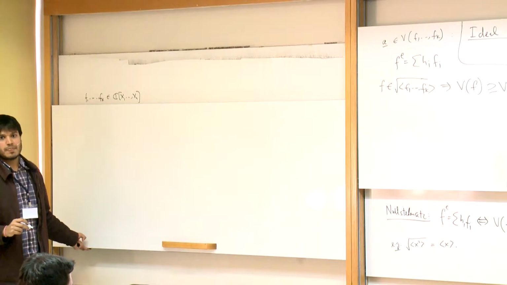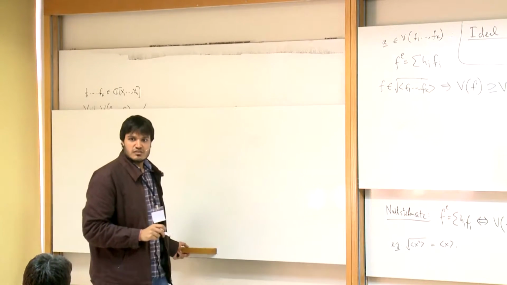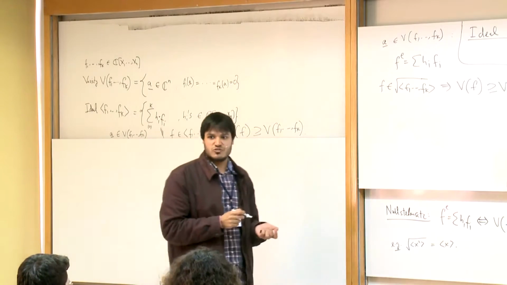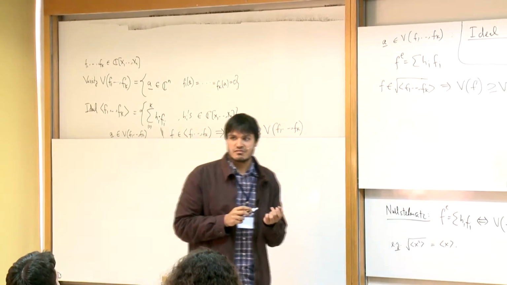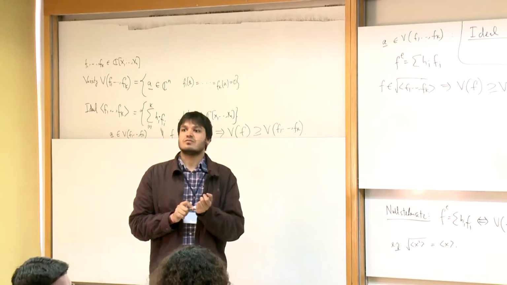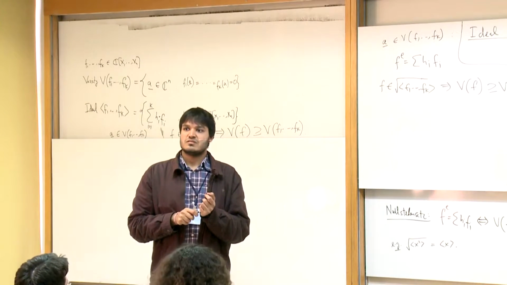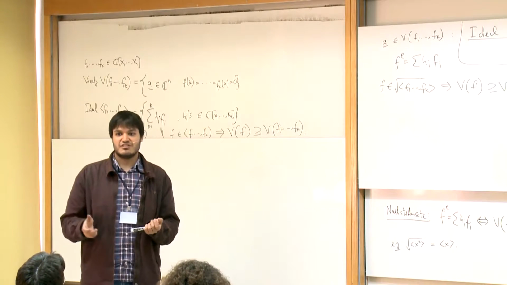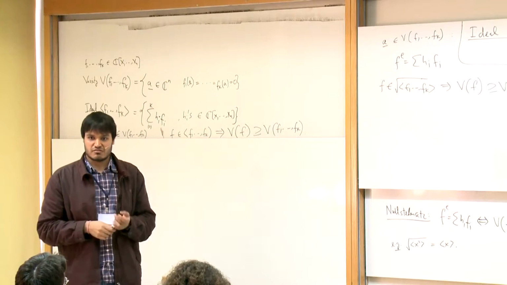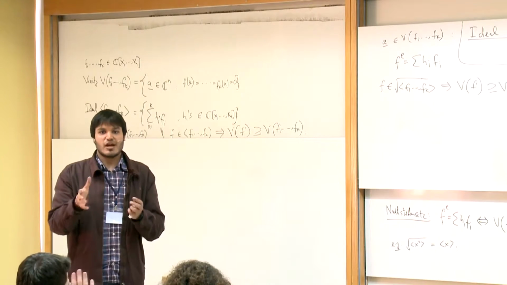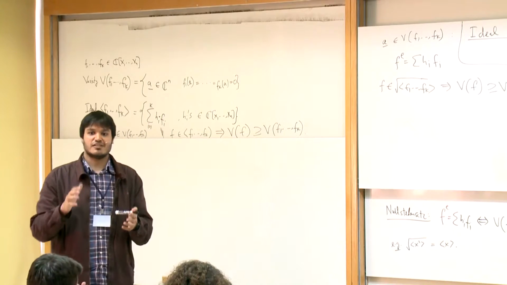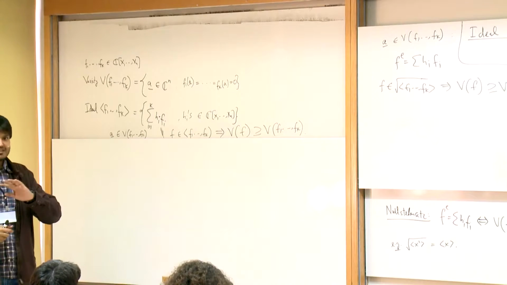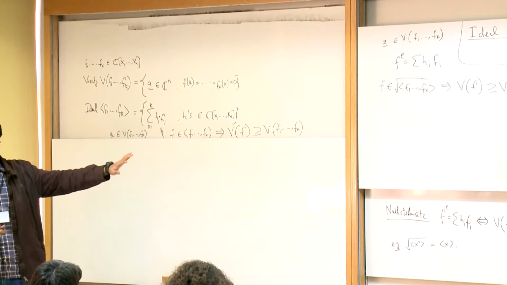For ideal membership, it's EXPSPACE-complete. For radical membership, is there something better than that? I think it is PSPACE, I think PSPACE-complete. I'm not sure, but certainly you can reduce it to quantifier elimination. I'm not sure if it is in a smaller class, but you can certainly encode the polynomial hierarchy using just this machinery.